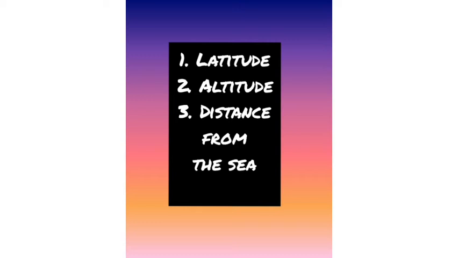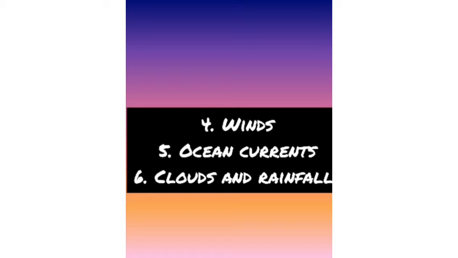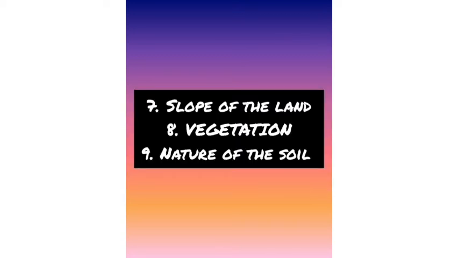Now we will have a discussion on the factors which affect the distribution of temperature. They are latitude, altitude, distance from the sea, winds, ocean currents, clouds and rainfall, slope of the land, vegetation and nature of the soil.